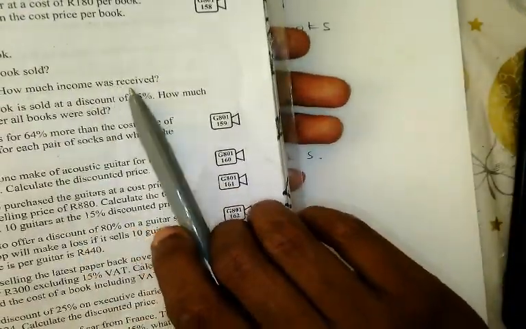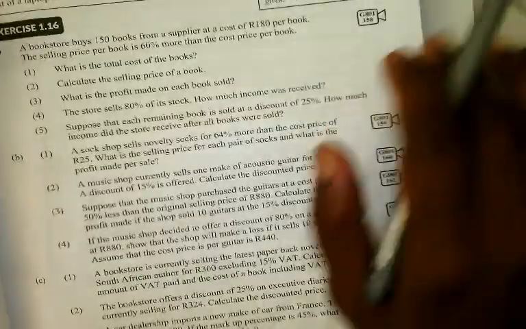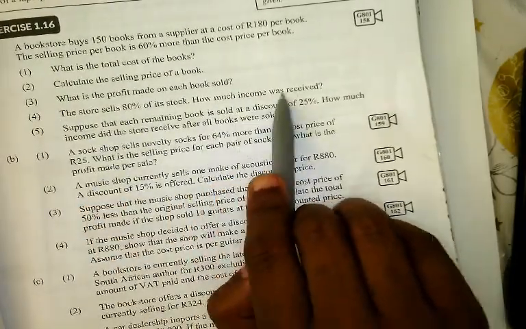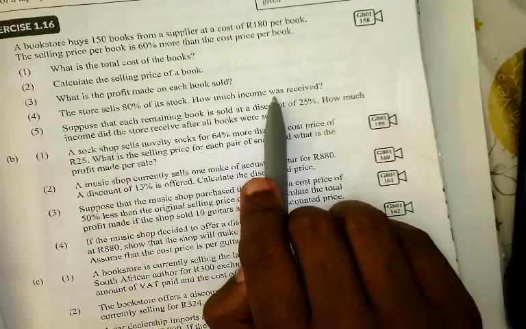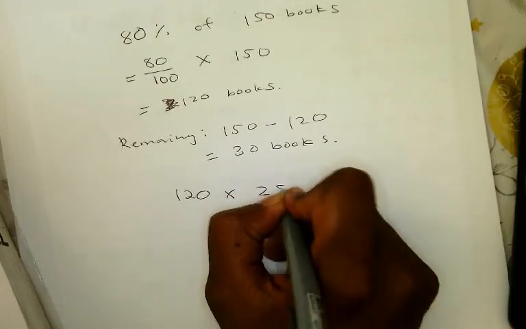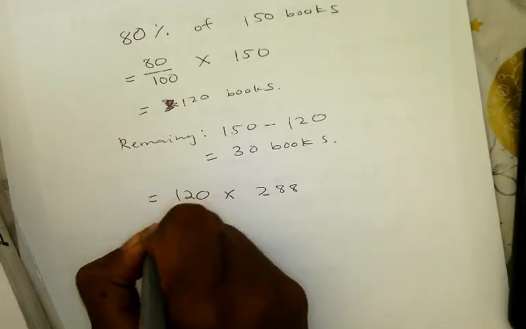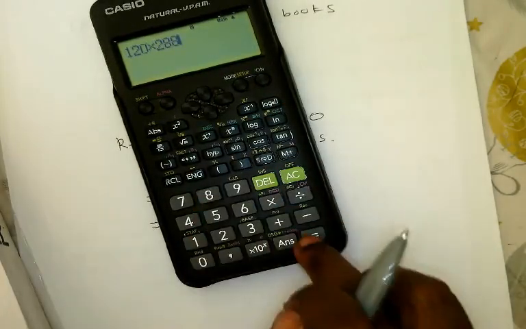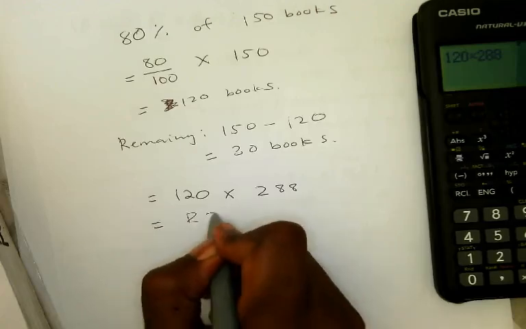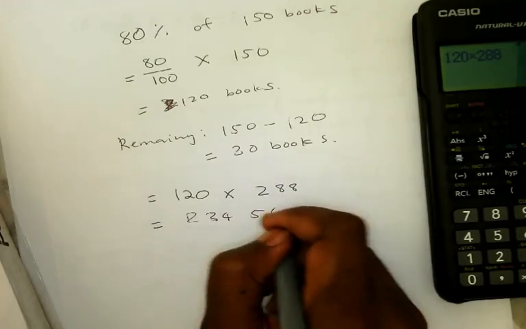Can you see where I am now? How much income was received? You need to calculate the income. Remember, I sold 120 books for how much? 288. So how much did you get from that? 120 times 288, 34,560. This is your income.